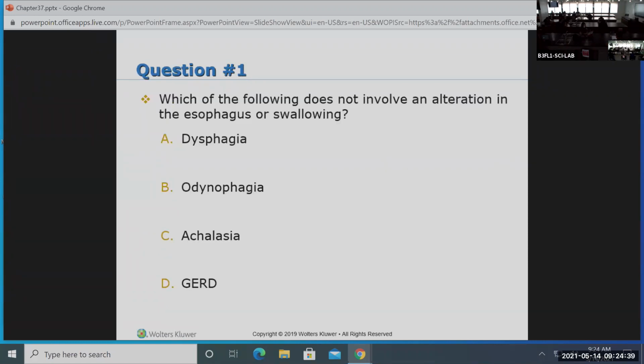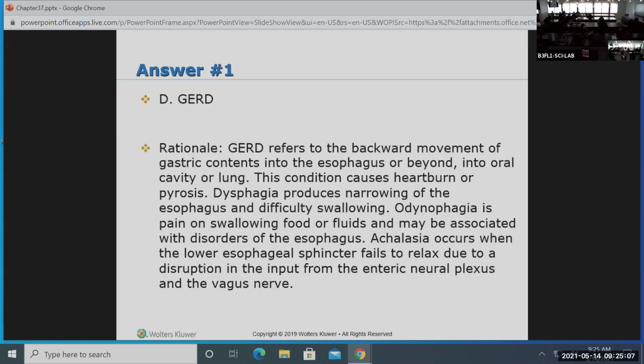Now, which of the following does not involve an alteration in the esophagus or swallowing? Look at all those three which we already discussed. Yes, the last one is gastroesophageal reflux disease. It is a reflux mechanism where the content of the stomach, along with the juice, goes back towards the esophagus because of incompetent esophageal sphincters. So please remember, all except gastroesophageal reflux disease.